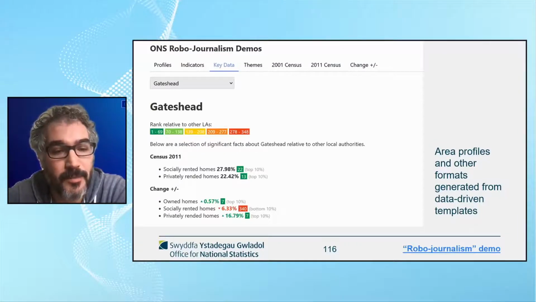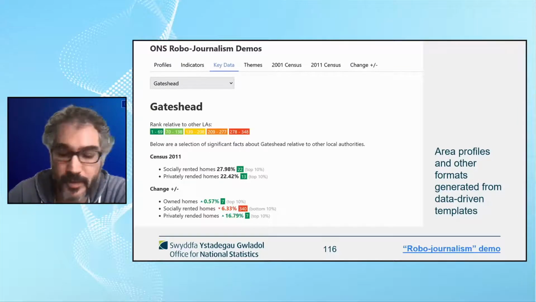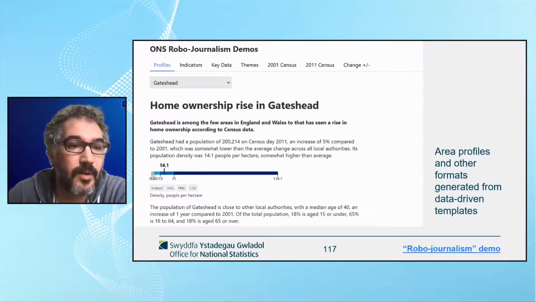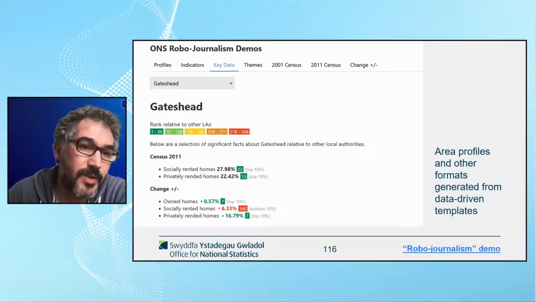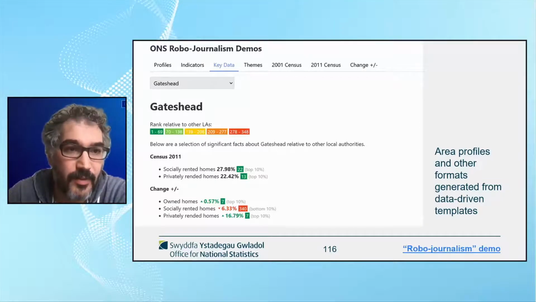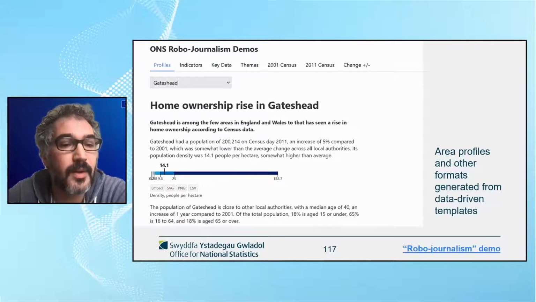So this was an experimentation we did about trying to rank different factors, and then to go a step further in building articles out of that. In this particular example of Gateshead, between the 2001 and 2011 censuses, there was a significant rise in home ownership compared to other areas. It was from quite a low base, but in that area there was an unusual rise in home ownership, which was decreasing in other places.